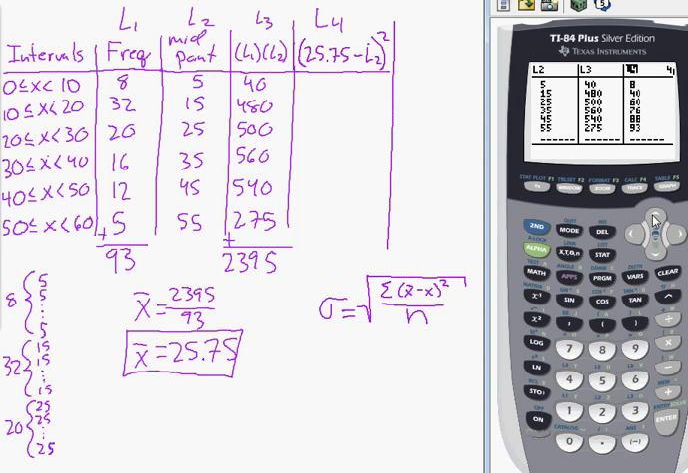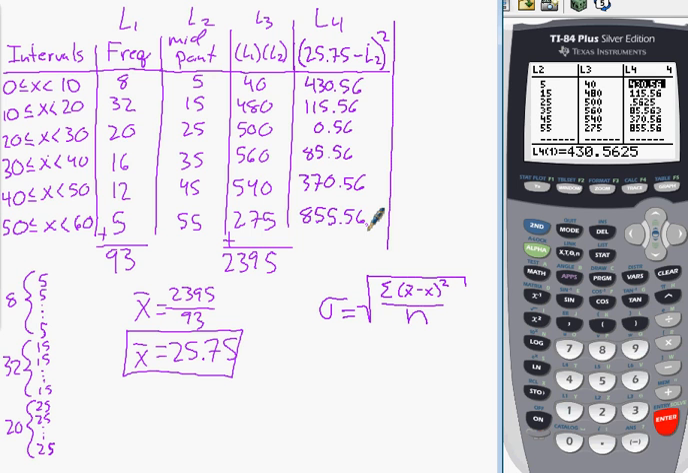So we come over here. I'm going to put this in L4, and I'm going to overwrite it. Here, with the parentheses, 25.75 minus L2, squared. And we get all of those squared deviations. But again, you have to remember there are only 6 numbers in here. Are there only 6 deviations? No. There have to be 93 deviations. This sum refers to all 93.